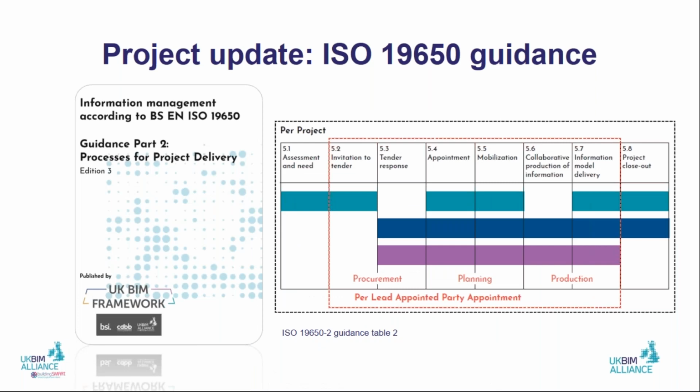So the guidance Part 2, and this is the bigger focus of our efforts. We've been working on this since probably around about April last year, and it is now on its 3rd edition. It provides an insight into the specific requirements of ISO 19650 Part 2, which are covered in Clause 5. It sets out the activities to be undertaken at the beginning and the end of a project. But Clause 5 also details the activities that need to be taken at each appointment within a project.